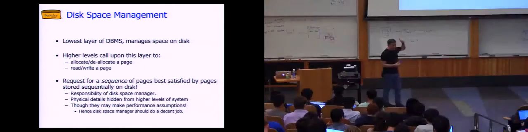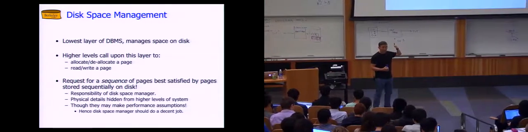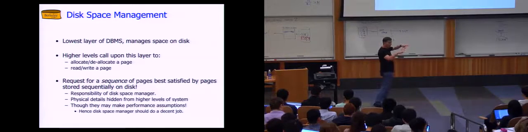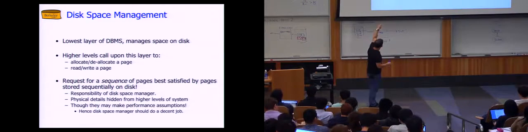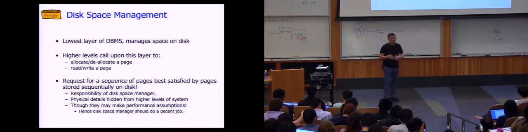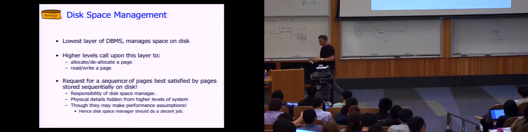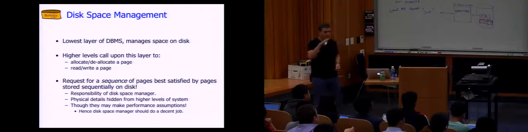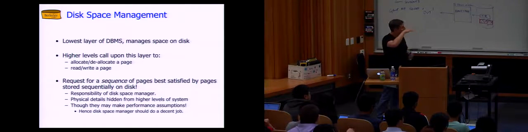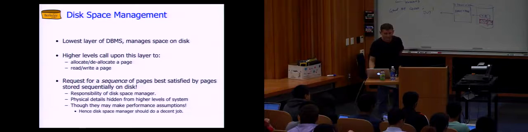The higher levels don't actually get any guarantees about this, though. So they don't see this. Those physical details of which block is where are behind the API of the storage manager, of the disk space manager. But the higher levels may make some performance assumptions that if they ask for things in sequential order, the disk space manager will serve them quickly, right? So it's a sort of a performance expectation rather than a physical guarantee between the disk space manager and the higher level.